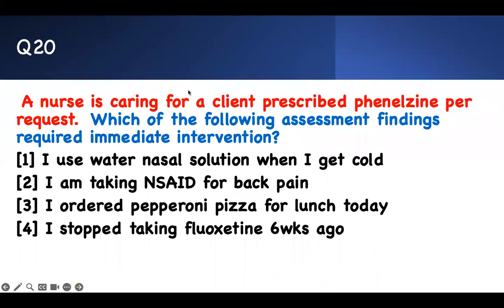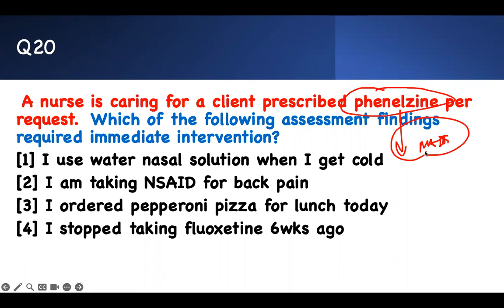Last one. Which of the following assessment findings requires immediate intervention? A nurse is caring for a client prescribed phenelzine. Do you recognize this? If you don't, it's a problem. You have to recognize it. So this is what? An MAOI. And then the rest of the question is easy. What do you think? You have to know.